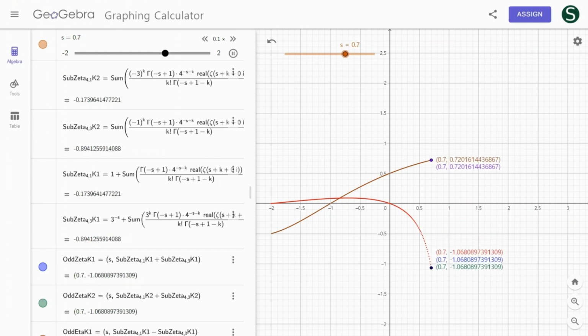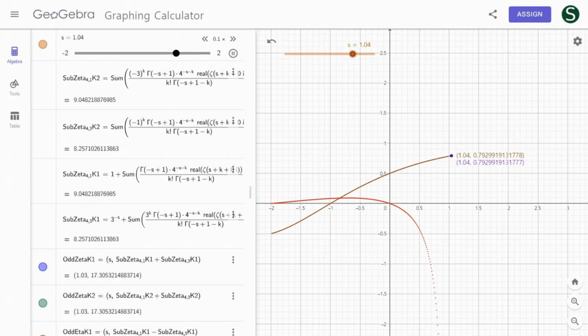Therefore, the error between the blue and green odd zeta functions is also more than 10 decimal places. Also, the difference between the subordinate zeta functions 4,1 and 4,3 in brown and purple is more than 10 decimal places.